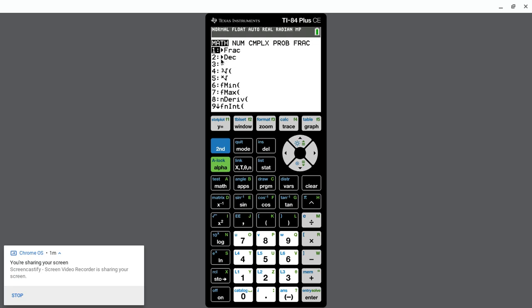So this little triangle means change to. So I'm going to scroll down. I want to change my fraction to a decimal. And I'm going to hit enter. And now I'm saying I want to change 5/3 to a decimal. And I'm going to hit enter. And there we go. There's the decimal form of 5/3.